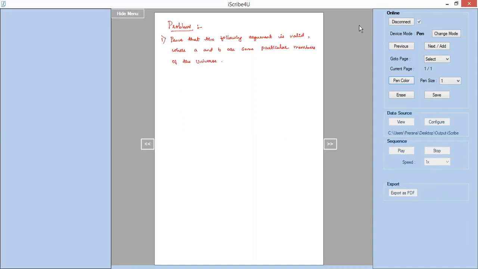Where a and b are some particular members of the universe. The given argument is: for every x, for every y, p(x, y) conditional q(x, y); negation q(a, b). Therefore, for some x, for some y, negation p(x, y).